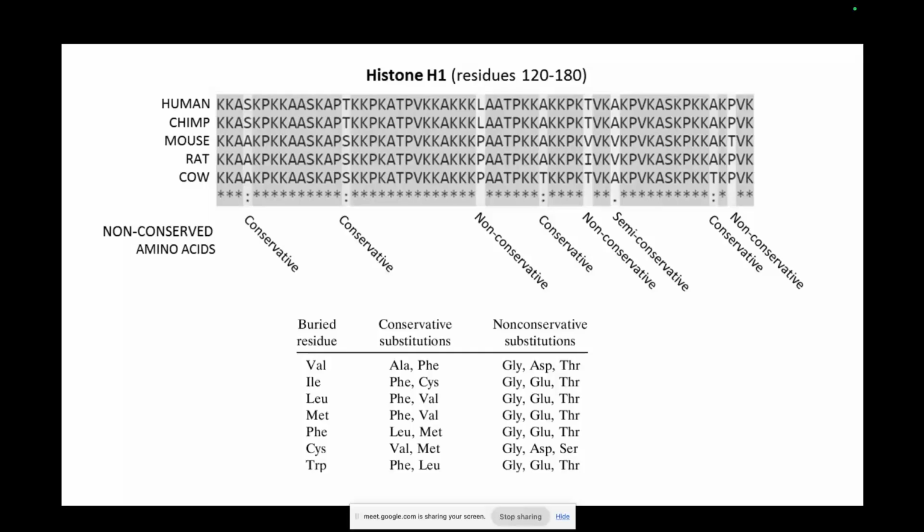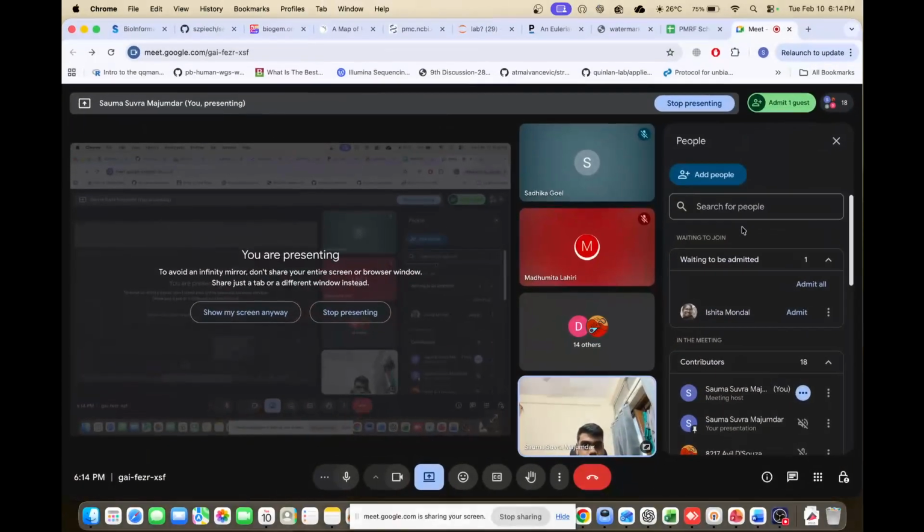Sir, how are you distinguishing between non-conservative and semi-conservative? So they here are looking the same. The non-conservative and the semi-conservative are the same, except the last residue, I think, if I'm not wrong. The T and A are different. So the thing is, just a second.